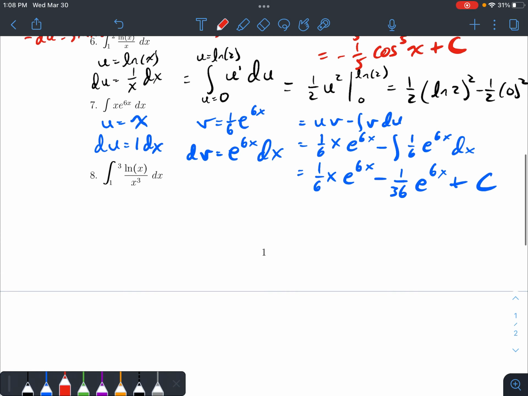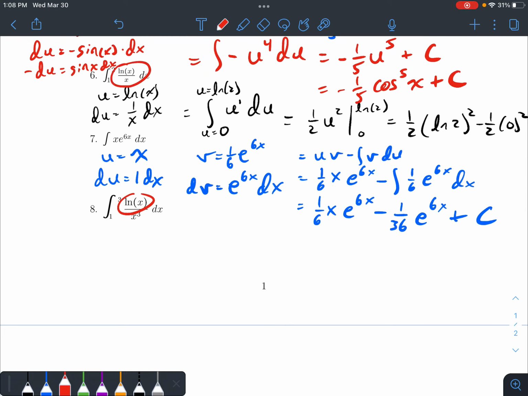All right, last one, do it in red. This one's really similar to this one back here, but it turns out that it's not going to work if you try to do a u sub, because if you did u equals ln of x, then your du would be 1/x, and you have a 1/x cubed here, so you can't do du cubed or something like that. That's just not gonna work. So can't do u sub.